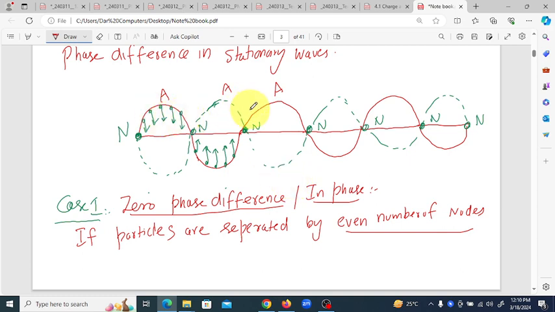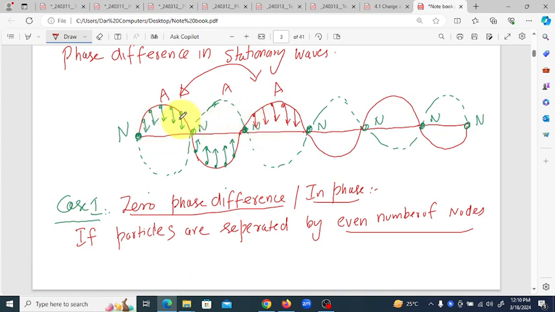Similarly, you can also compare with the other particles. You can see that these particles also move downward, because this wave is going downward and this wave is going upward. This wave is going downward, this wave is going upward, this wave is going downward. So one half wave portion is going downward, one portion is going upward. So you can compare these two. They both have the same direction, so they are in phase.